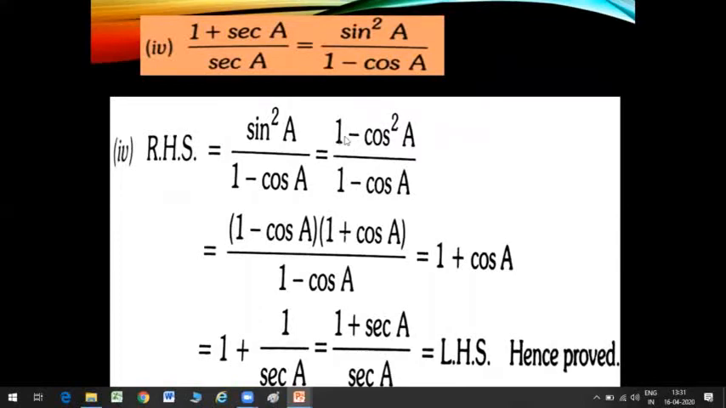Then in the numerator it is A square minus B square. So A square minus B square identity we are applying, which is A minus B, A plus B. So 1 minus cos square A we are writing as 1 minus cos A into 1 plus cos A, divided by 1 minus cos A. Then 1 minus cos A in the denominator and in the numerator gets cancelled, which is equal to 1 plus cos A. Then cos A we can write as 1 by secant A. So 1 plus 1 by secant A, then take secant A as LCM, then in the numerator you will be getting 1 plus secant A, which is equal to the left hand side.